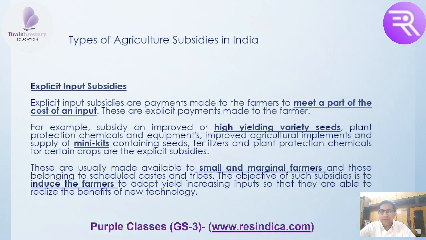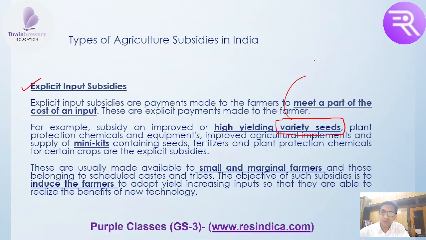Now there are various types of subsidies in our country. First of all, we'll talk about the explicit input subsidies. In the explicit input subsidy, whenever we say explicit, that means it has been given from outside. These are explicit payments made to meet a part of the input cost, right? They are given directly to the farmer, as in you are providing them with high yielding variety seed. So here the farmer doesn't have to buy the seed; government is providing seed at a subsidized rate.